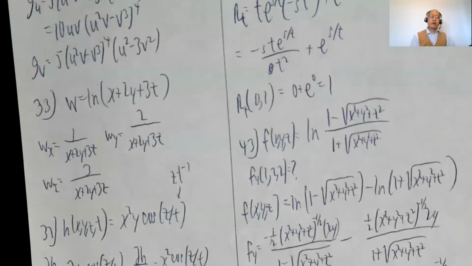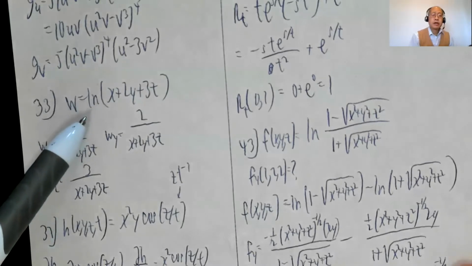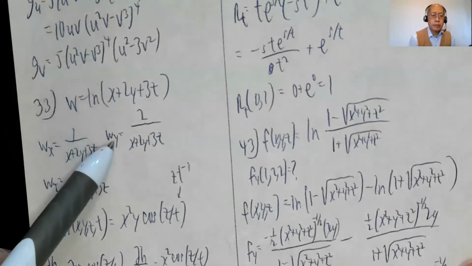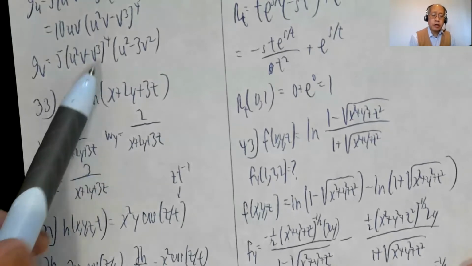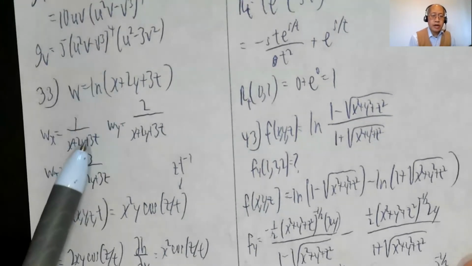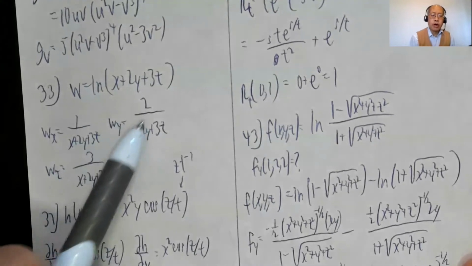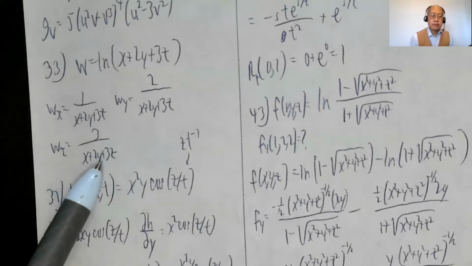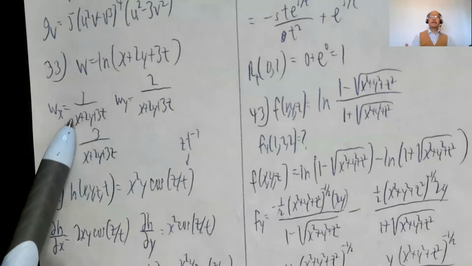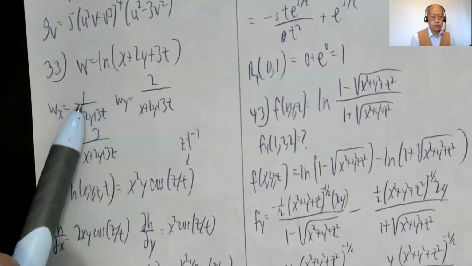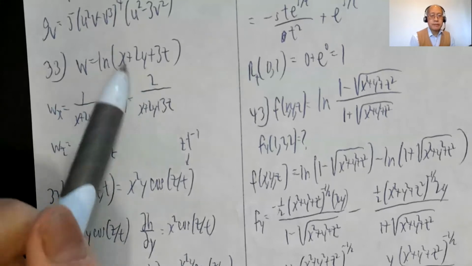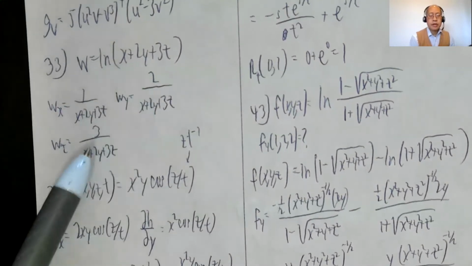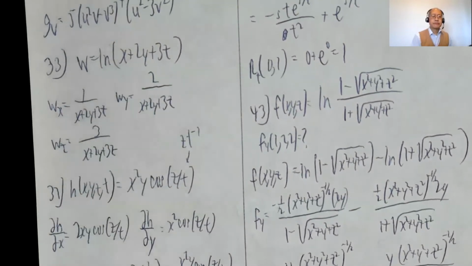33, function of 3 variables, w equals ln of x plus 2y plus 3z. So w sub x, w sub y, w sub z. They all start the same way, right? 1 over x plus 2y plus 3z, 1 over x plus 2y plus 3z, 1 over x plus 2y plus 3z. And then times the derivative of the inside with respect to x, 1. And then times the derivative with respect to y, 2, and derivative with respect to z, 3.